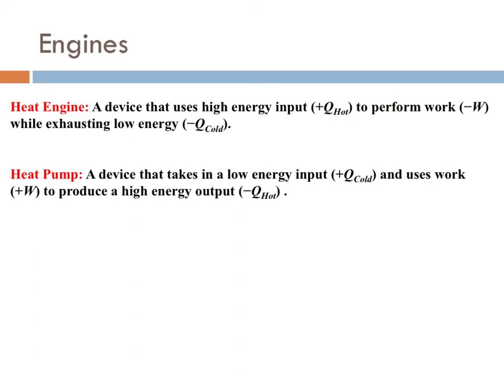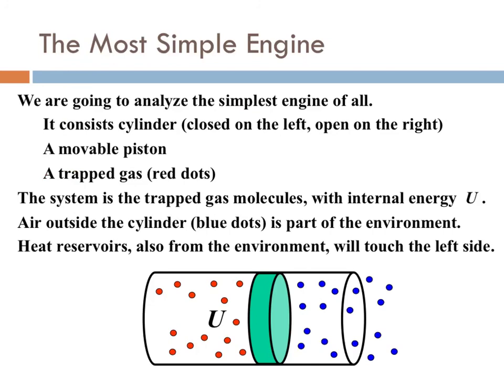This one is called a heat engine, a device that uses high energy input to perform work while exhausting low energy. And a heat pump, a device that takes in a low energy input and uses work to produce a high energy output. Now we're going to see a diagram with all these signs, so it'll make a little bit more sense in just a moment. So let's look first at a very simple engine.